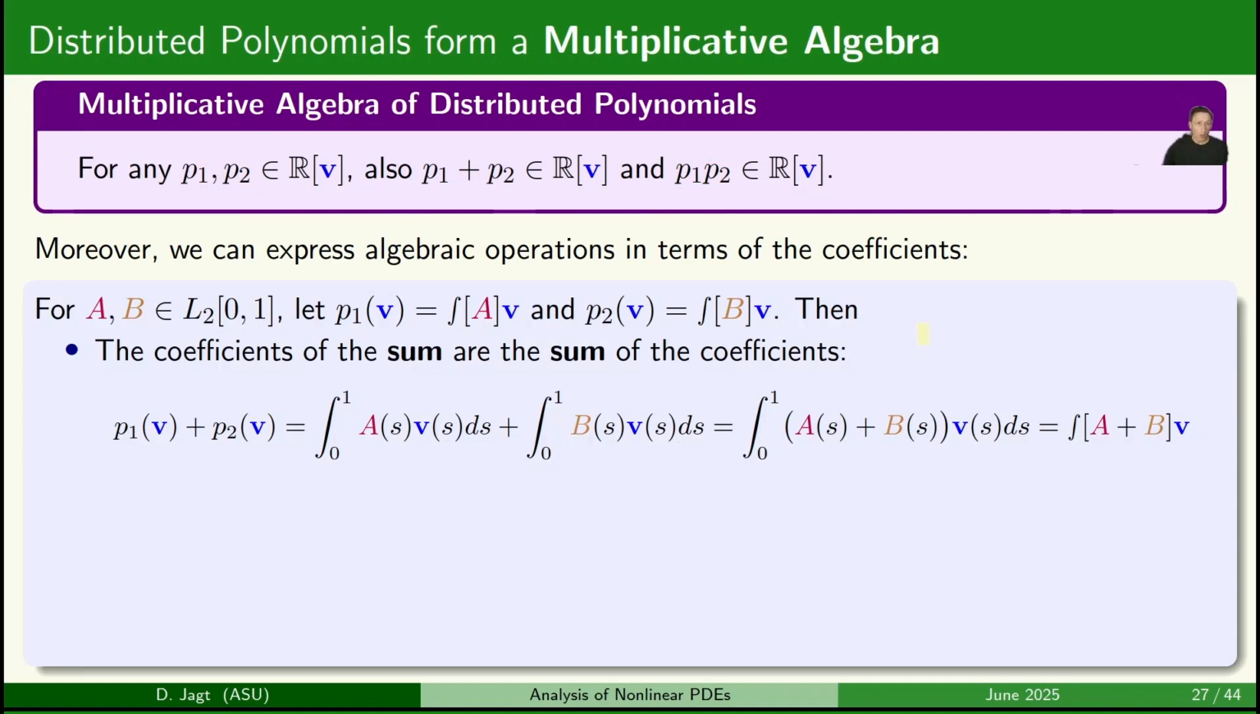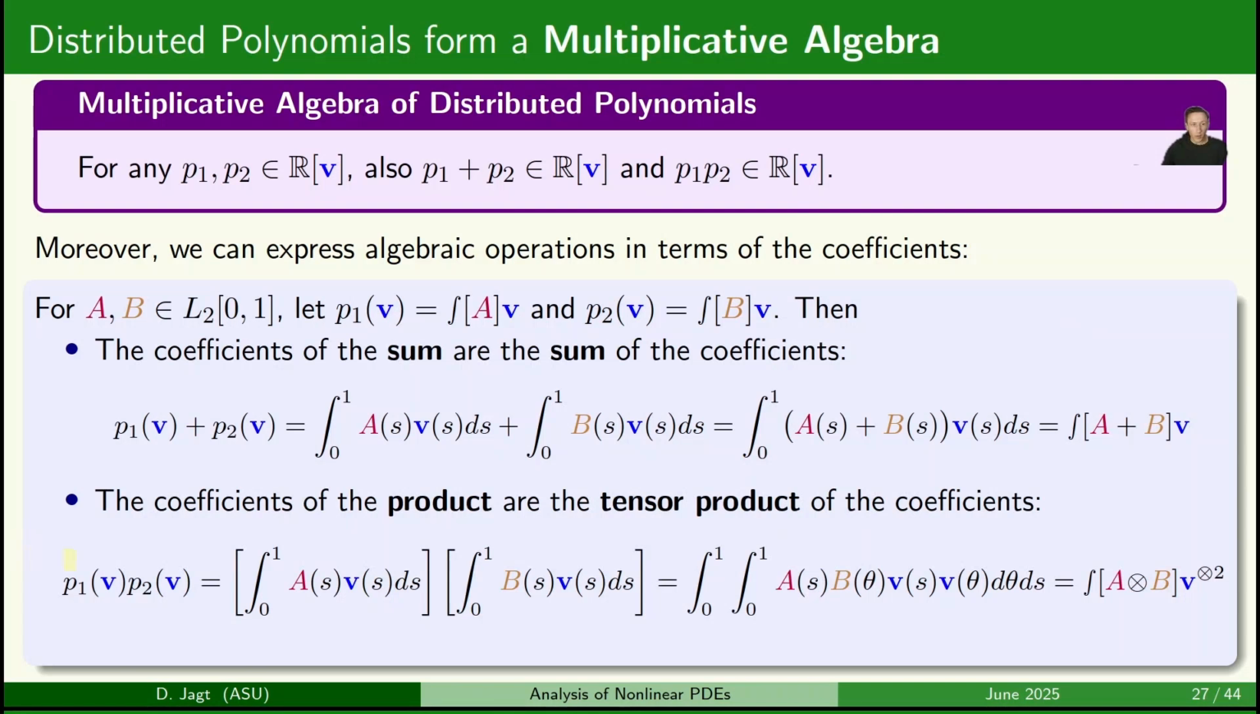So for example, if we have a linear polynomial P1, so involving only the linear distributed monomial, and another linear polynomial P2, so again, involving only the linear distributed monomial, then the sum of these two polynomials is again a linear distributed polynomial, where the coefficients are now defined by the sum of the coefficients a and b, defining P1 and P2. Similarly, if we take the product of these two polynomials, then the result will of course be a quadratic distributed polynomial, where now the coefficients are defined by this tensor product of the functions a and b.